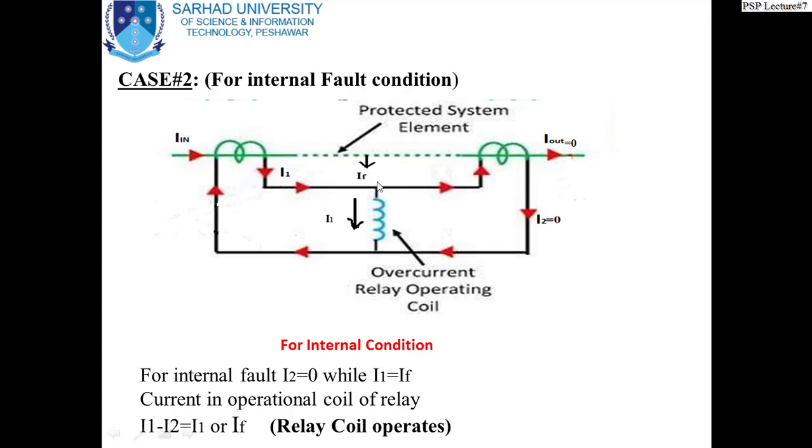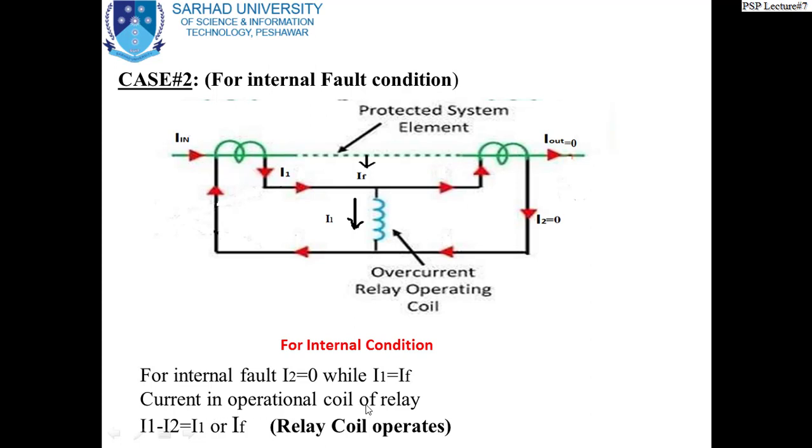So now, in the operating coil, only one current is flowing, and that is the fault current I1. There is no opposing current, as we showed in the previous slide, where we considered the external fault or normal condition. Only one current is flowing because I2 is equal to 0. So for an internal fault, I2 is equal to 0 while I1 is equal to IF.